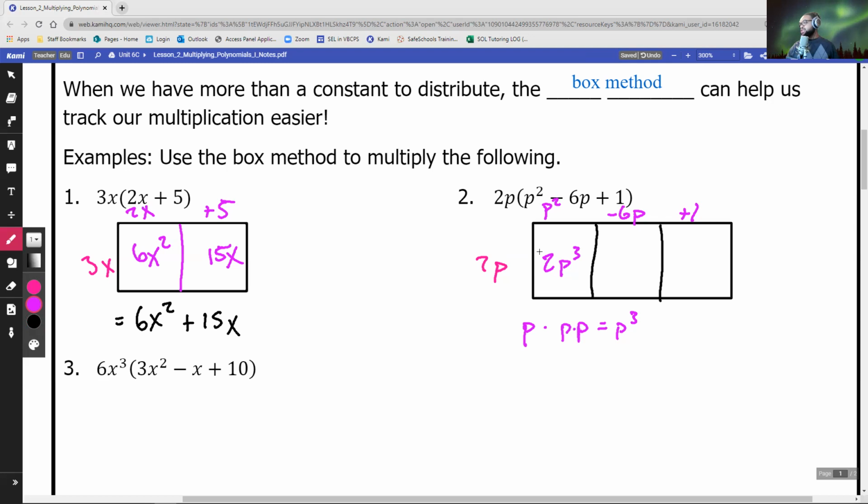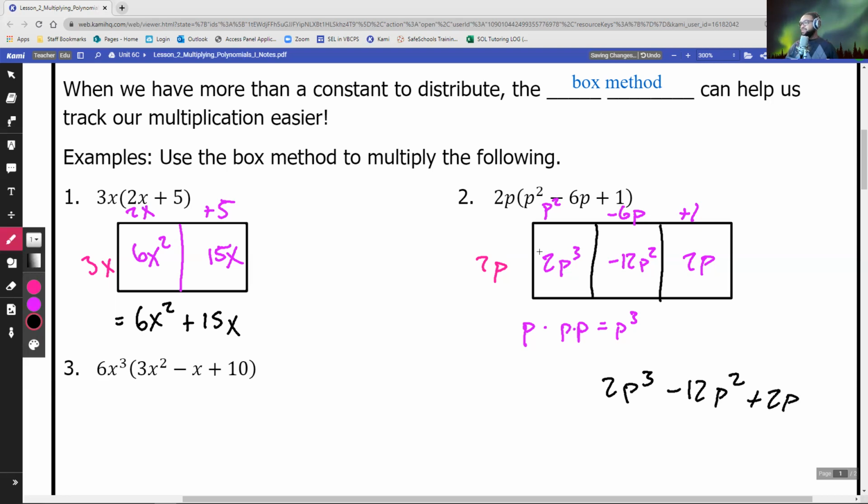So this is 2p cubed. 2p times negative 6p is going to be negative 12p squared, because we get this p times this p. And then finally, 2p times 1 is just going to be 2p. We know how to do that. And then our final answer is going to be 2p cubed minus 12p squared plus 2p.